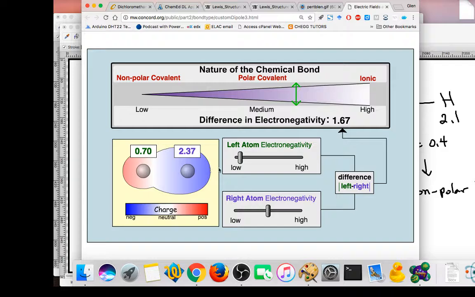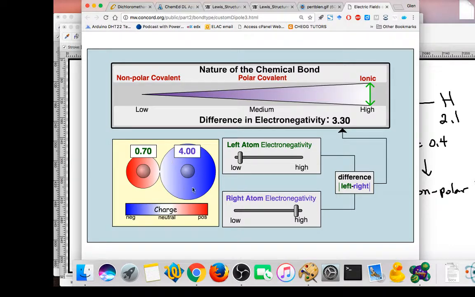Okay? Now I'm going to control the right atom's strength in pulling electrons of the bond. Okay, now here I have made the left atom very low and the right atom very high. So in this case, this is not a covalent bond anymore. This is now an ionic bond. You see there's dark red here and dark blue here. That means this atom is now fully charged. It's a negatively charged atom.